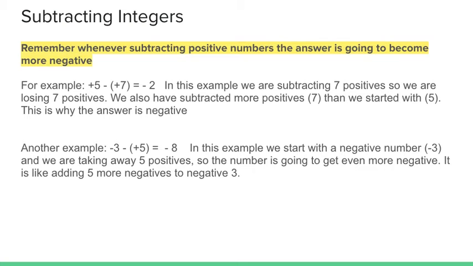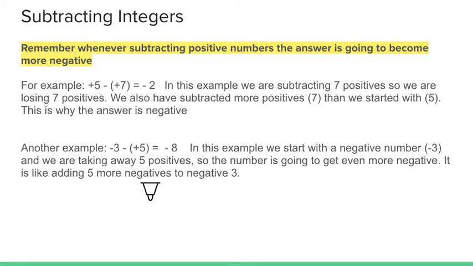Let's move on now to looking at subtraction of integers. Remember, whenever you are subtracting positive numbers, the answer is going to become more negative. Taking away positives makes your answers more negative. So in this example here, we have positive 5 subtract positive 7, which gives us negative 2. The answer has gone from a positive number to a negative number, because we've taken away positives.